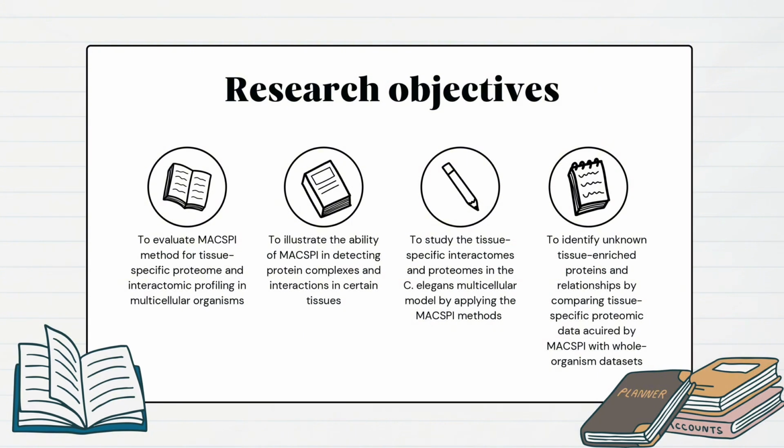For the research objective, the study focuses on evaluating the MACSPI method for tissue-specific proteome and interactome profiling in multicellular organisms, and also to illustrate the ability of MACSPI in detecting protein complexes and interactions in certain tissues. The other objective is to study the tissue-specific interactomes and proteomes in the C. elegans multicellular model by applying the MACSPI method, and also to identify unknown tissue-enriched proteins and relationships by comparing tissue-specific proteomic data acquired by MACSPI with whole-organism datasets.